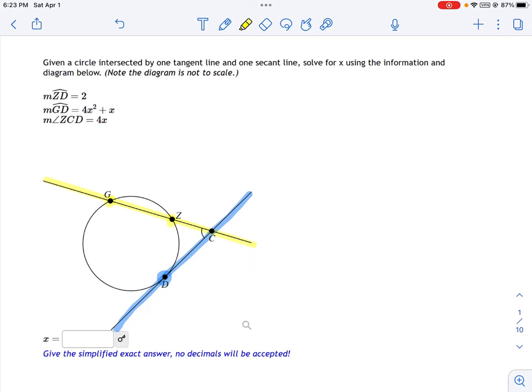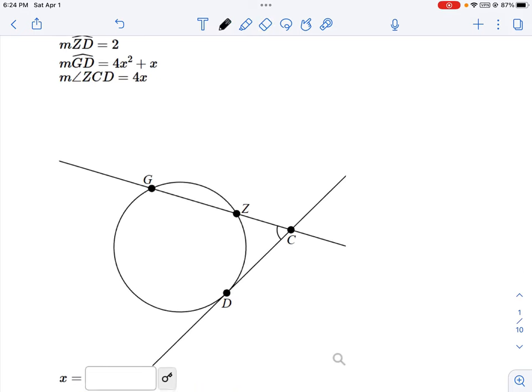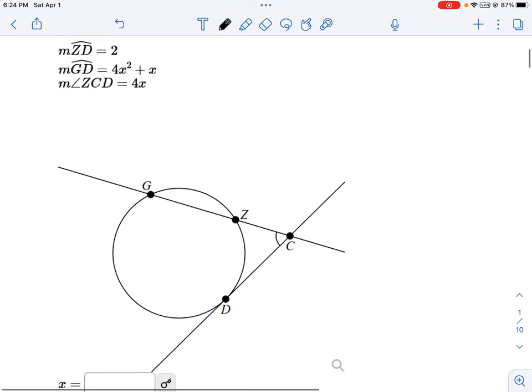Alright? What we're going to be doing is solving for x using the information and diagram below. So first thing, fill in the information. We're given a lot of information. Let's use it to look at what we're doing with it. First off, we're given the measurement of the arc from Z to D. That's going to be this portion right here, and we're told that is 2.